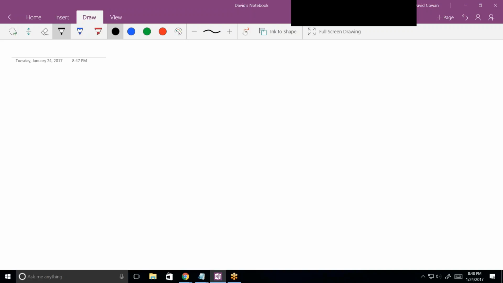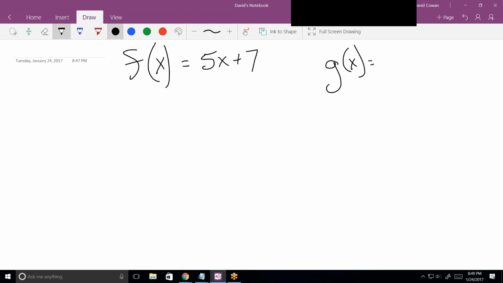Okay. Now when you get to 13, the rules change a little bit. Let's go over 13. All right. F of x is 5x plus 7, and g of x is x minus 9. So they want f dot g, which means f of g of x. Okay, that's what it means.